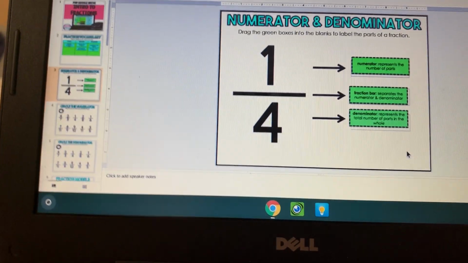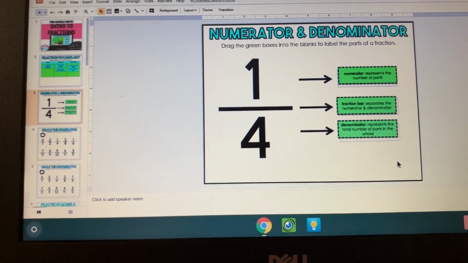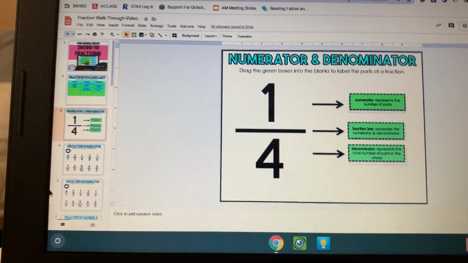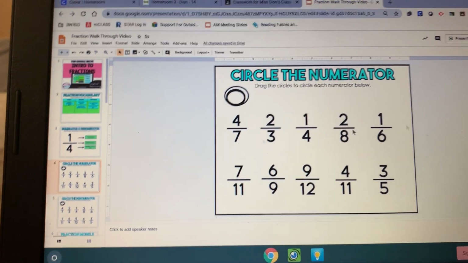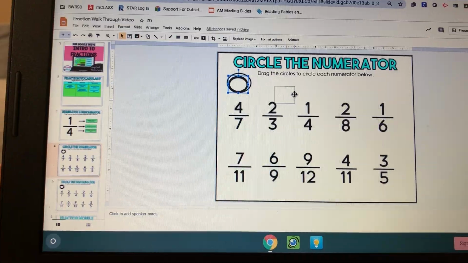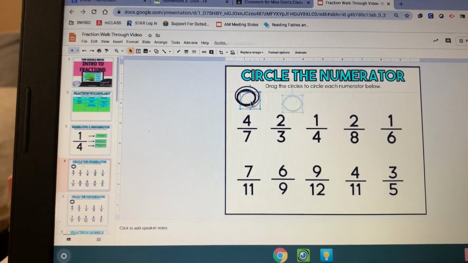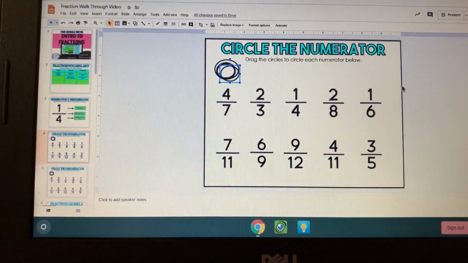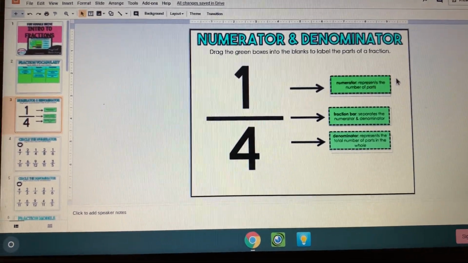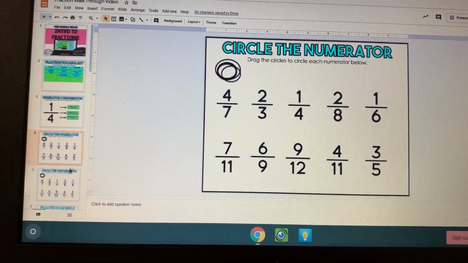So in this case, we have 1/4, meaning that 1 out of the 4 total parts are either taken, colored in, shaded in. So 1 out of the 4 are there. So now here, all you need to do is grab a circle. There's a bunch of circles up here. If you click and drag, you can see that there's a bunch. You're just going to go and circle the numerator. Now remember, numerator is the top number, or if we look back at our definition of numerator, it represents the number of parts. So here you're circling to find the number of parts.